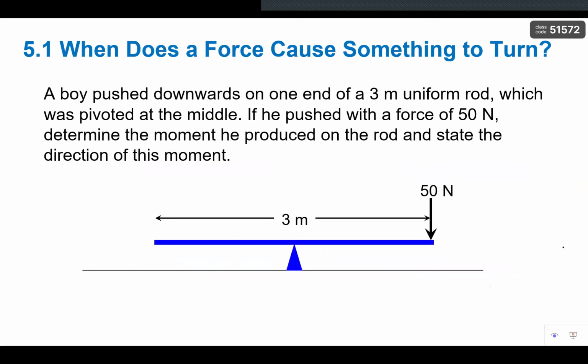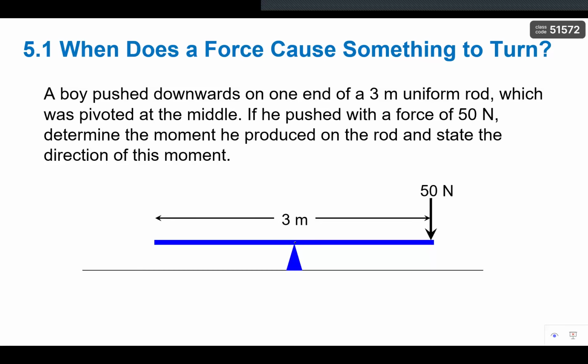So you have a rod which is 3 meters long, and it is pivoted at the middle. So at the middle will be 1.5 meters. If he pushed down with a force of 50 newtons, what is the moment he produced? And state the direction of this moment. So I have a force that's exerted over a perpendicular distance from the pivot. Okay, so I will have a moment.